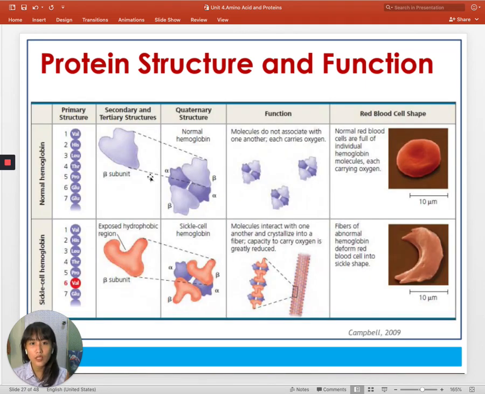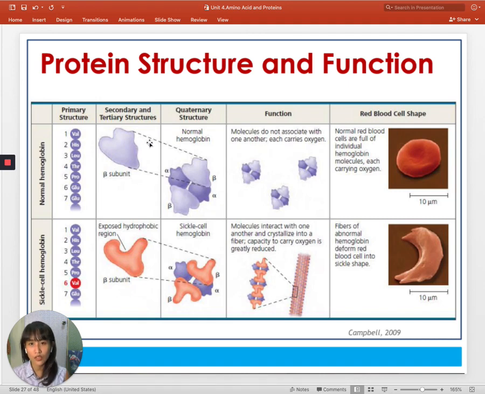So here is a table which shows the difference or comparison of a normal hemoglobin and a sickle cell hemoglobin in terms of their structure, their function, and their shape. So we have here the normal hemoglobin in terms of the primary structure. So this is the normal hemoglobin structure. When it is already a sickle-celled hemoglobin, the glutamic acid or the sixth amino acid becomes valine.